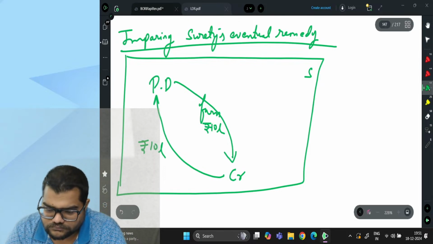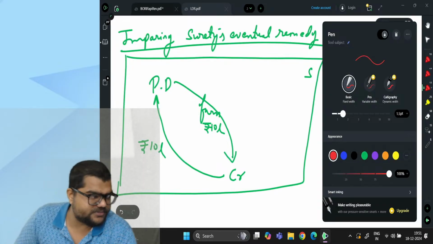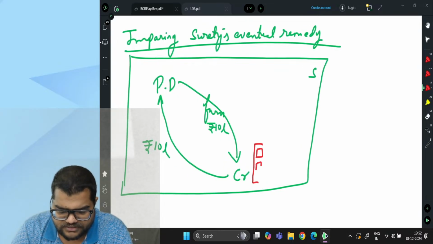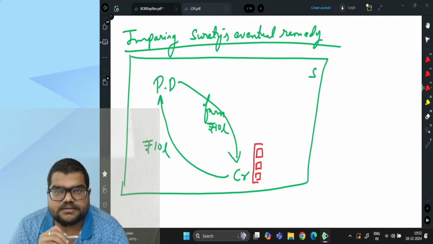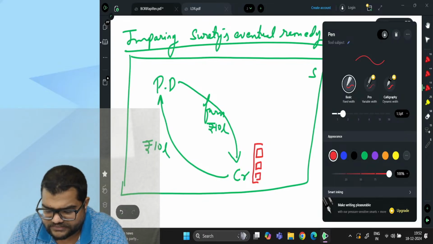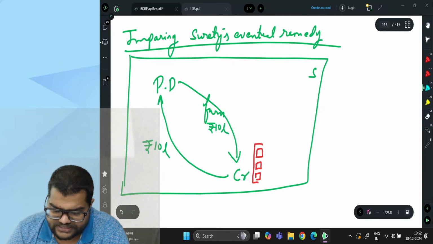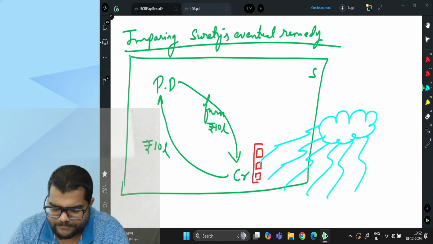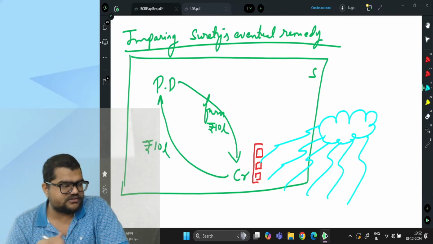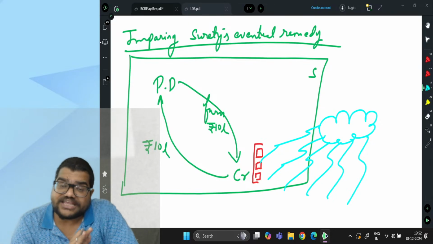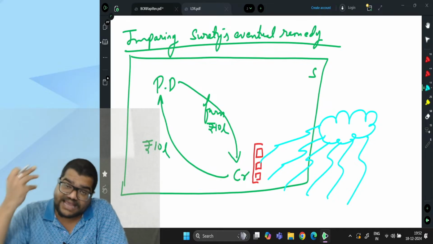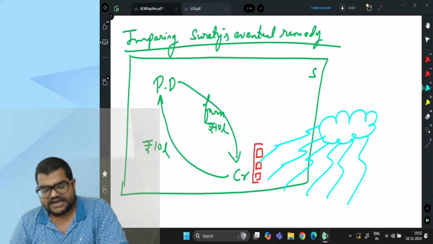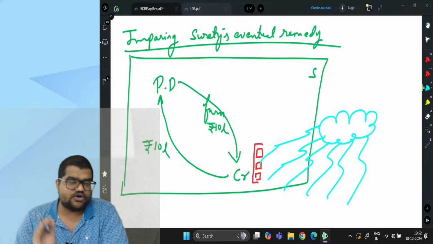Now, after receiving the furniture from the principal debtor, the creditor keeps the furniture in the balcony. And one day, the rain strikes. So basically, the furniture gets damaged. The creditor did not even remove the furniture from the balcony. Even though it was raining, he kept the furniture in the balcony itself, which got affected by rain.